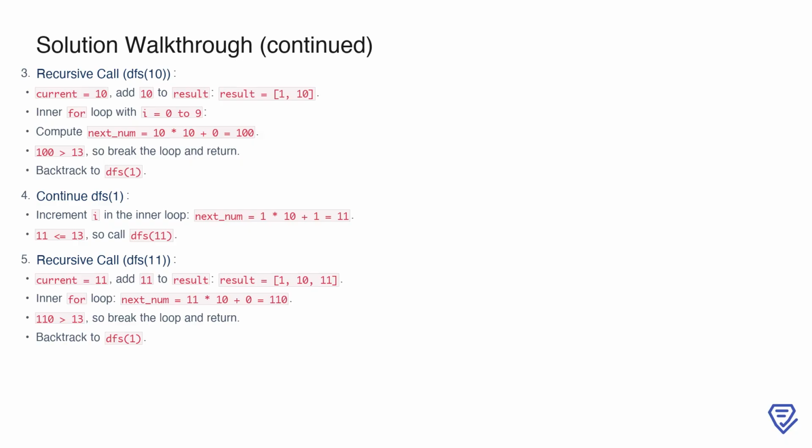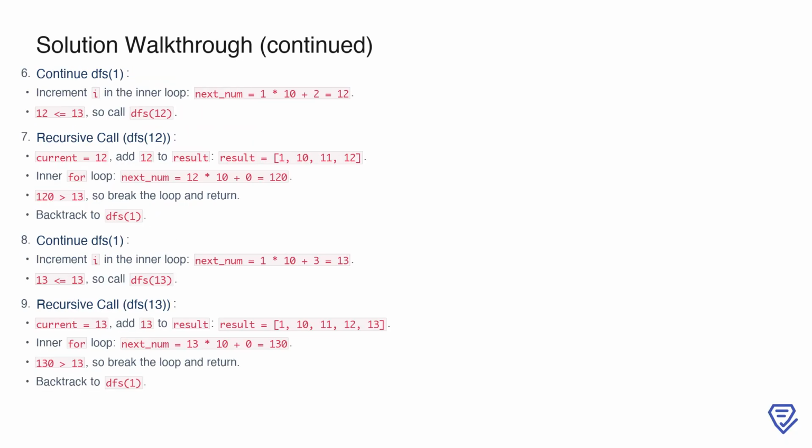Back in that call, we increment i in the inner loop, resulting in next_number being calculated as 11. Since 11 is less than or equal to 13, we make another recursive call to DFS with 11. In this new call, the current number is 11, which we add to the result, updating it to [1, 10, 11]. Similar to before, we calculate the next number, which is 110. As 110 exceeds 13, we break and return to the previous DFS call.